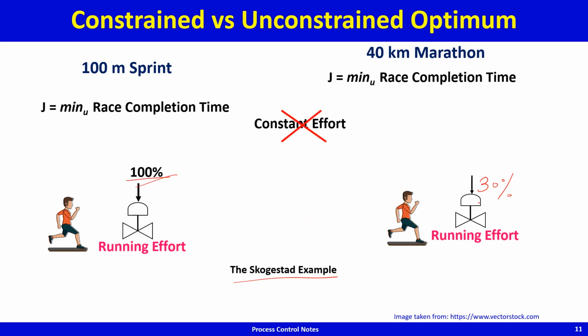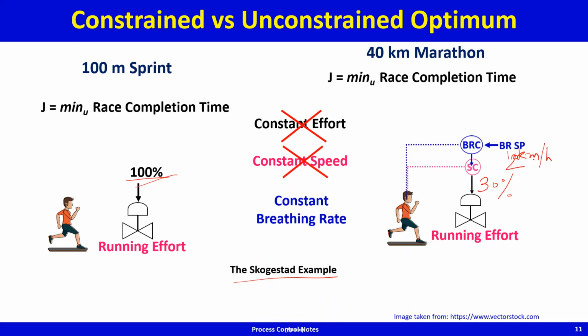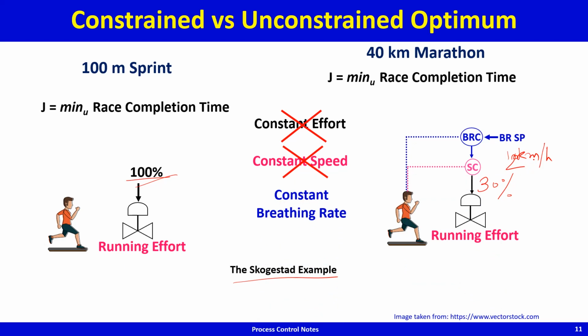So another fellow may say, okay, I will adjust my running effort so that my running speed is constant. So the runner is holding the speed constant, and now the speed set point is, let us say, 10 or 12 kilometers per hour. Is this the best way of running the race? We all know that's not the best way, because when you're running uphill, better run a bit slow, otherwise you'll get too tired. You'll run out of gas. On the other hand, if you're running downhill, run a bit faster. Don't keep the speed constant.